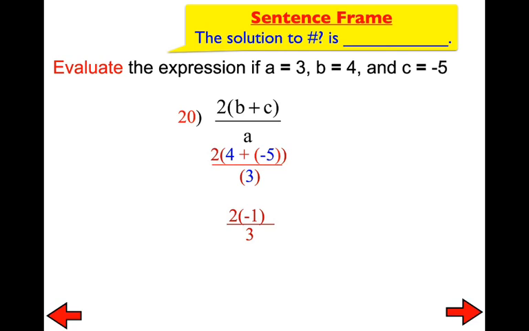And anytime you have order of operation problems where we have fractions, we need to simplify the numerator first, then simplify the denominator, and then see if we can do any simplifying from there. Not much we can do here. We can simplify the numerator, and we can't really do anything beyond that. So I'll use the sentence frame in this one. So the solution to number 20 is negative 2/3.